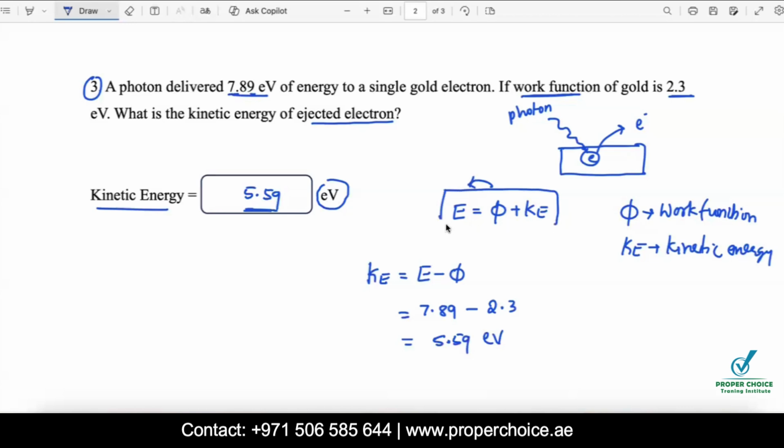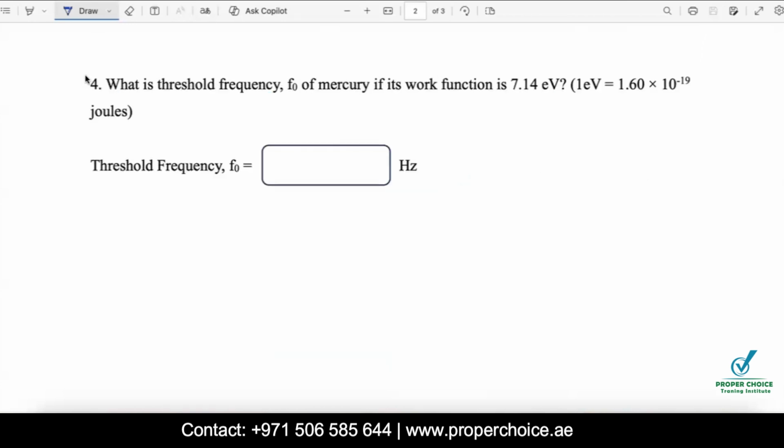It's better to know work function, kinetic energy and all. Please memorize it. They do ask you questions based on this as well. Let's work on question number 4 here. What is the threshold frequency F0 of mercury if its work function is 7.14 electron volt?